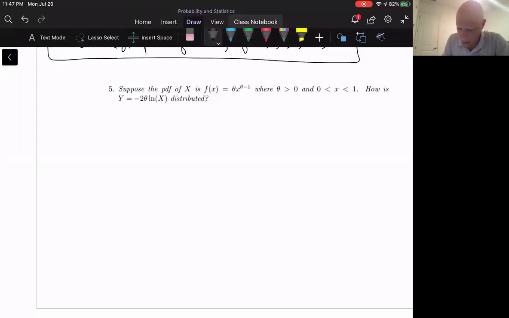Okay, so we're going to start going through number 5. Tony has unofficially volunteered to provide the u of x and v of y functions. So what did you get for u of x? Negative 2 theta log x. Yeah, so that is what's given. So negative 2 theta times the natural log of x. And what did you get for v of y then?